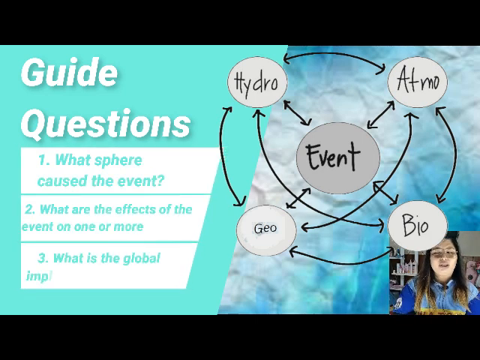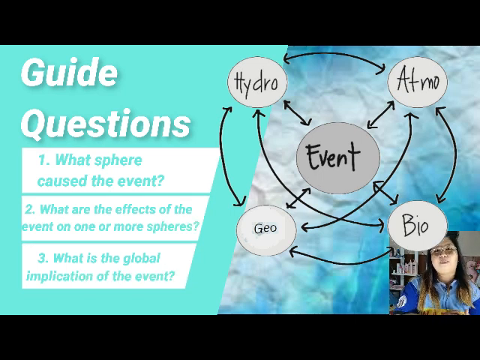Number 2, what are the effects of the event on 1 or more spheres? Ano naging epekto dun sa tatlo pa na natitira na spheres? And number 3, what is the global implication of the event? Anong pwede nyong masabi na naging effect niya? Drastic, the effect was very drastic, syempre lalo na sa ating mga Pinoy. So, anong global implication na nangyari because of the Taal volcano eruption?